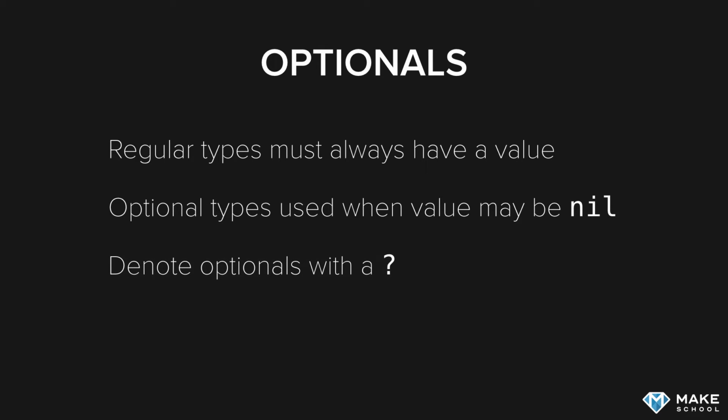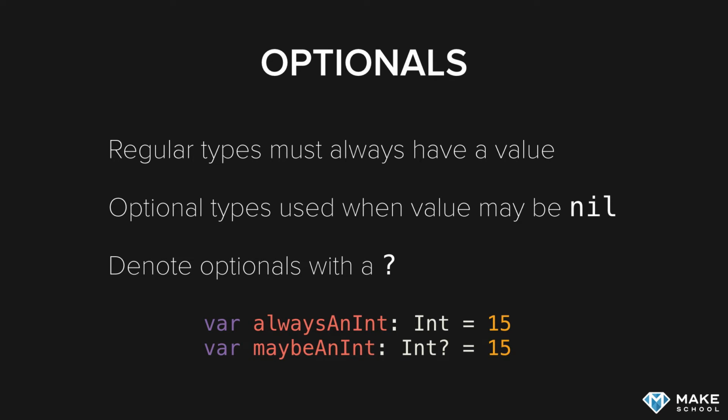So as an example, if we say var alwaysAnInt: Int = 15, then if we tried to say alwaysAnInt = nil, the compiler is going to stop, give us an error, and not let us compile from there. But if we said var maybeAnInt: Int? = 15, we've declared maybeAnInt as an optional integer. This means that its value could be nil later on, so it's completely valid for us to say maybeAnInt = nil. It would also be completely valid for us to declare maybeAnInt without giving an initial value.